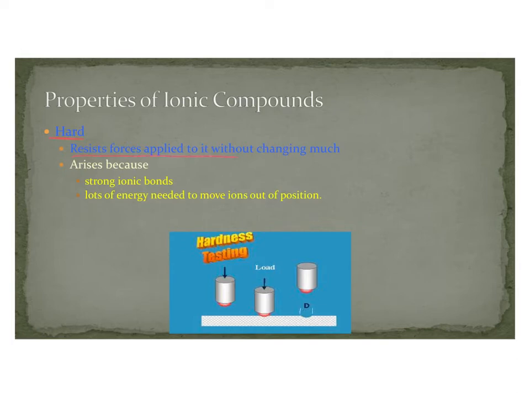So the first property of an ionic compound is that ionic compounds tend to be hard, meaning that they resist forces applied to them without changing much. If something is hard, I can push on it, and it doesn't change much. It doesn't squish, it doesn't bend, those kinds of things. Okay, so hard things resist forces applied to them without changing very much.